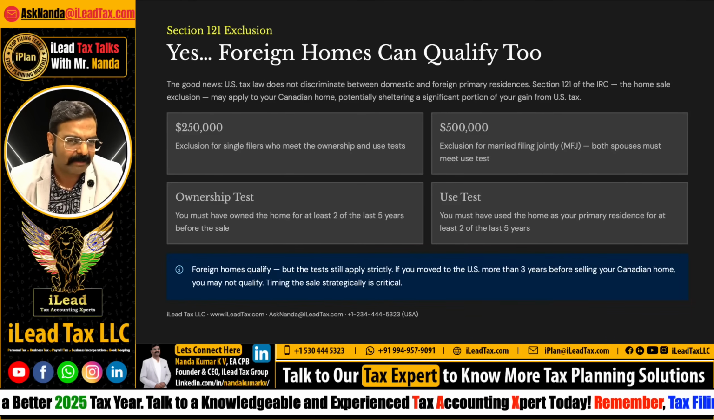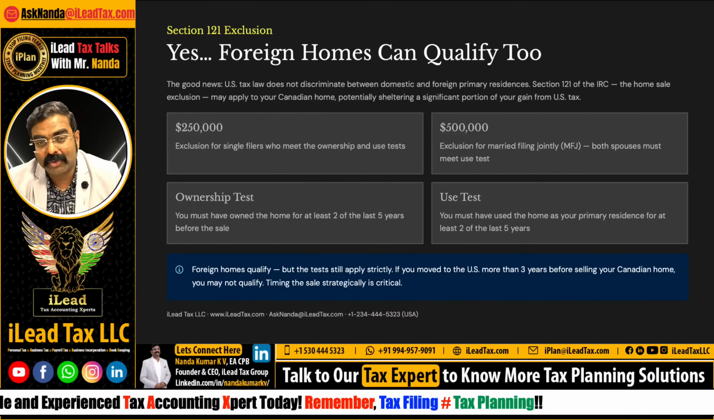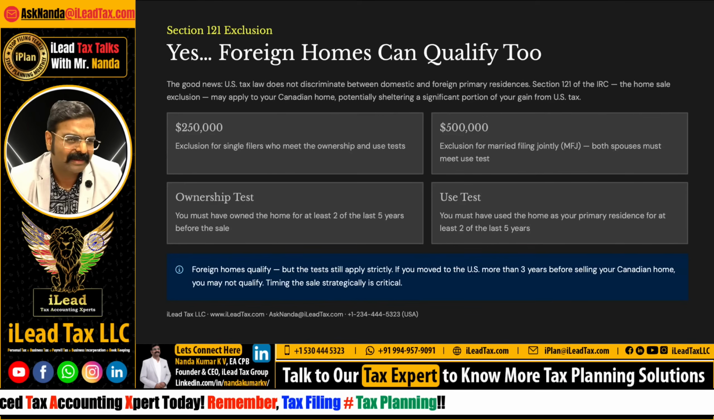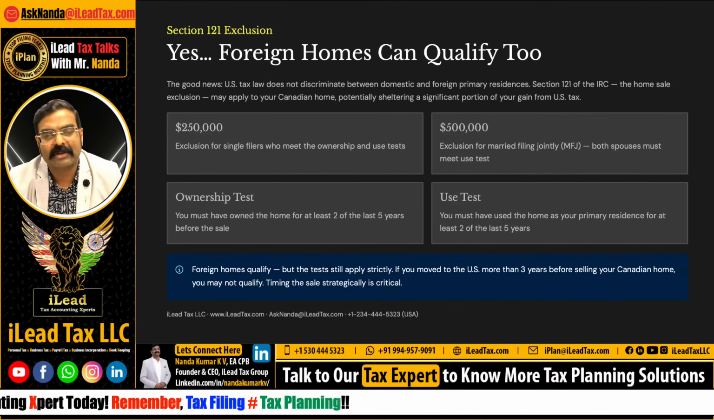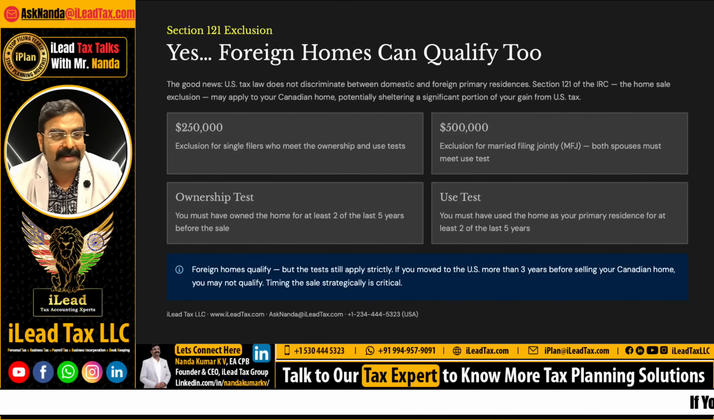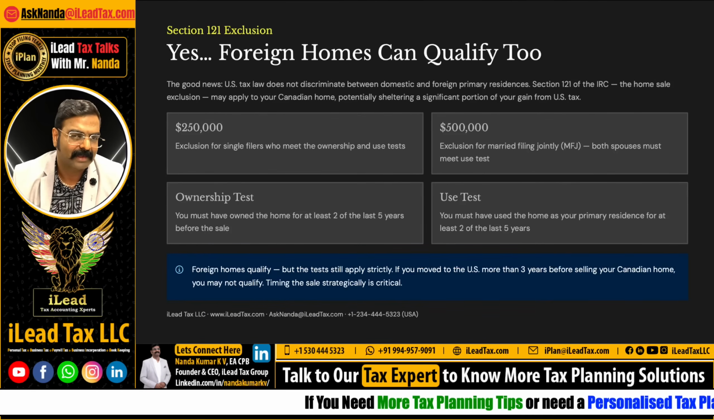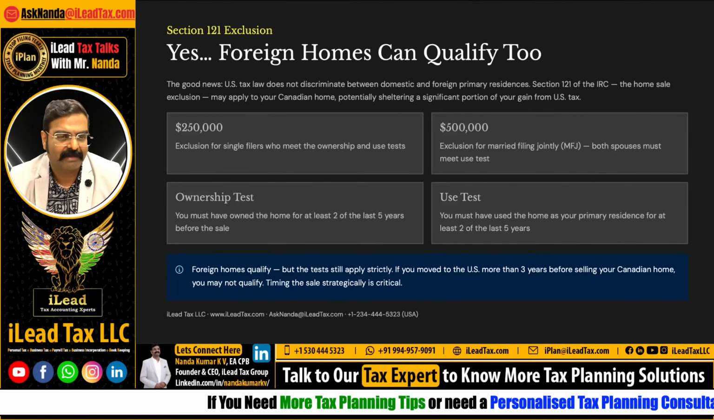Here is the timing trap also. If you move to the USA in mid 2022 and are selling your Canadian home in 2026, that's about 4 years after moving. Now, the 5-year look back window from the 2026 sale date goes back to 2021, right? So, you were living in Canada until mid 2022. So, that's about 18 months of the 5-year window.